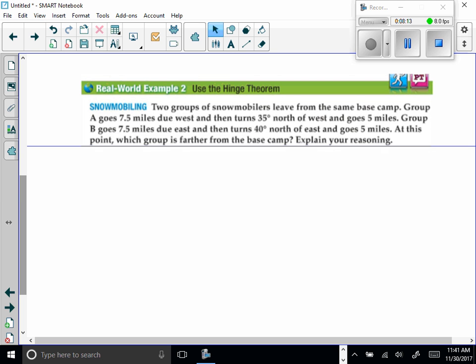We're going to apply the hinge theorem here to a word problem. So you really have to pay attention to the wording and what it's telling us. You need to draw a picture.